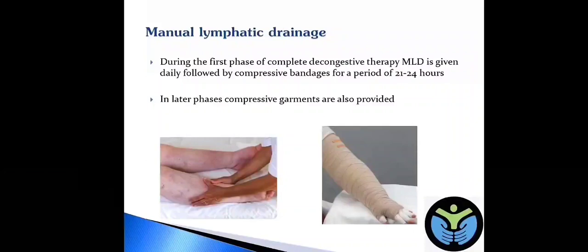Manual lymphatic drainage. Your manual lymphatic drainage is given in patients who are having lymphedema. During their first phase of complete decongestive therapy, manual lymphatic drainage is given daily, which is followed by compressive bandages, which you can observe in the figure on the right hand side, which is given for a period of 21 to 24 hours. In the later phases, the patients are advised and given compressive garments.